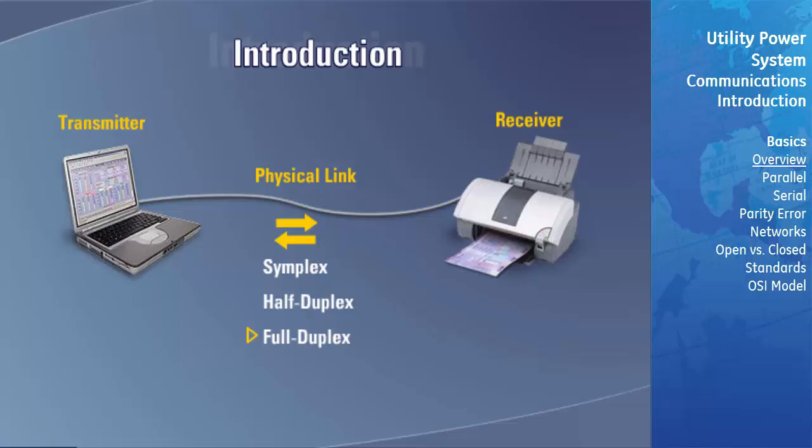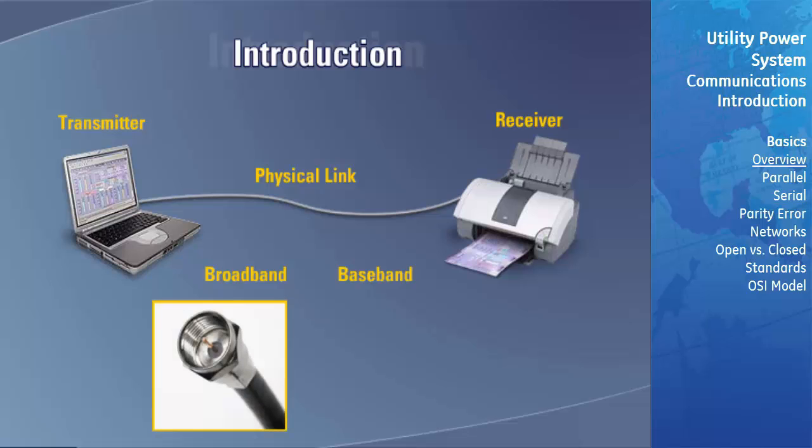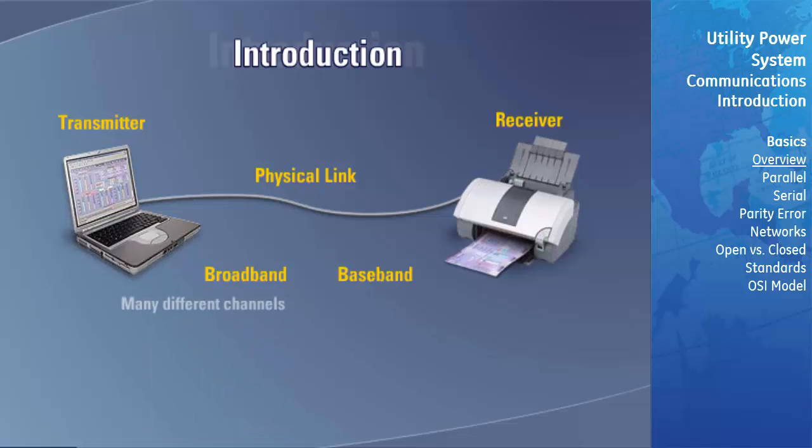The medium over which the signals travel from one device to the other can be described as either baseband or broadband. The most common example of a broadband medium is the cable used for home cable TV. This cable carries many different channels of information at the same time, whereas a baseband medium carries a single channel of information. It can be said that within a baseband link, the entire bandwidth of the link is used to transmit one bit of data at a time.